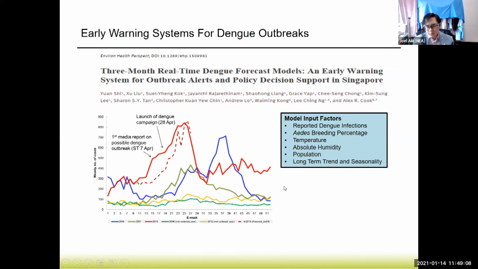So surveillance data can help you with the aid of data analytics to build an early warning system for dengue outbreaks.